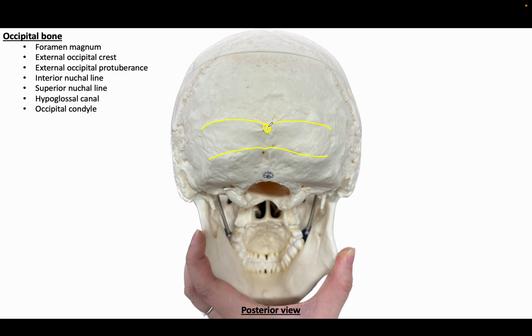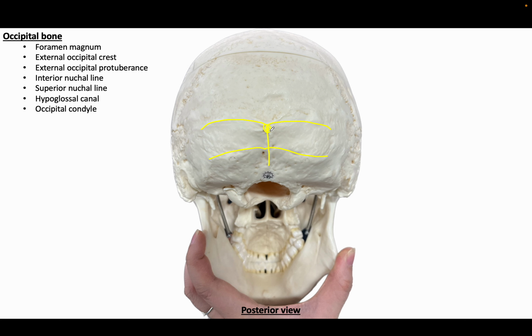Then if you see, there's this line going all the way down. Okay, so this landmark right here that is going all the way down is called the external occipital crest. Now this is the bony ridge on the back of your skull, and like the previous ones, it's also going to serve as a site for muscle attachment.